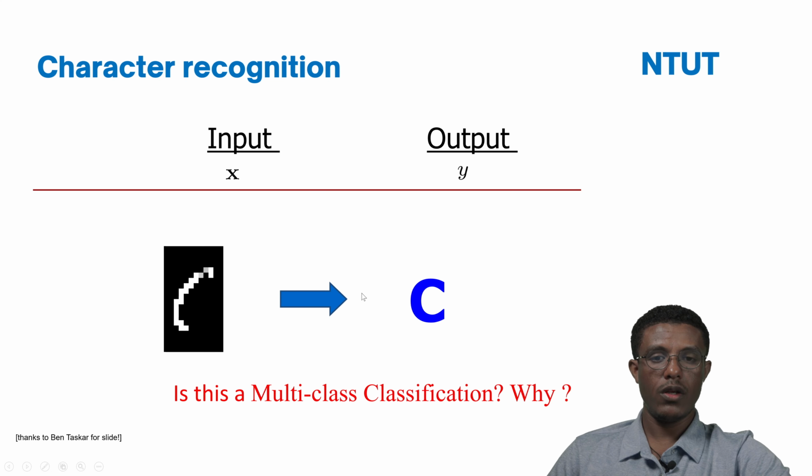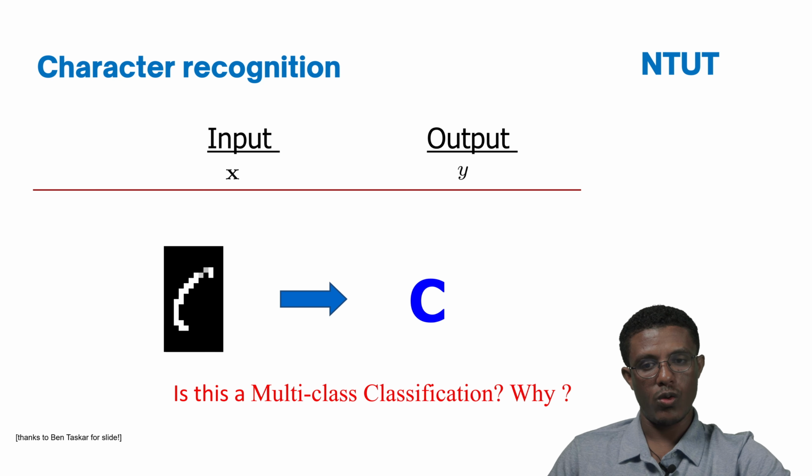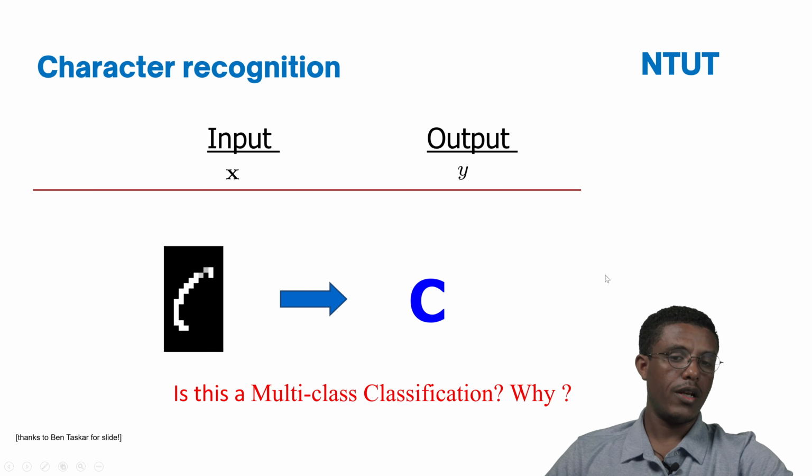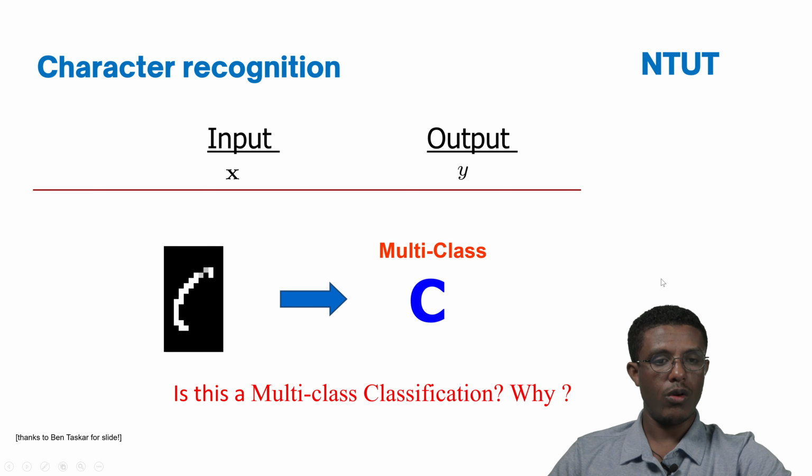But actually in this case, the model sees this one, and it is not clear whether it is C or another character, maybe L also. The model says that this one is C, but in case there are other options, it may also recognize it as another character. Because of that, we can say that it is a multi-class classification. That's why it's called multi-class.